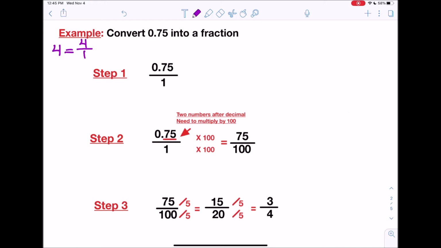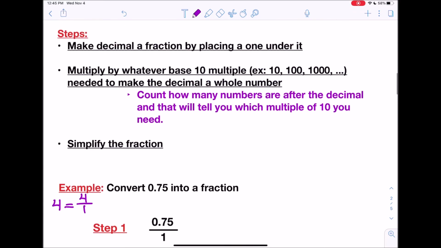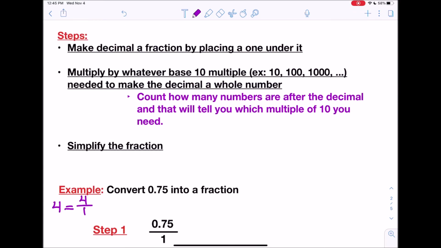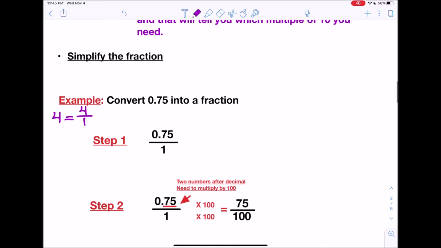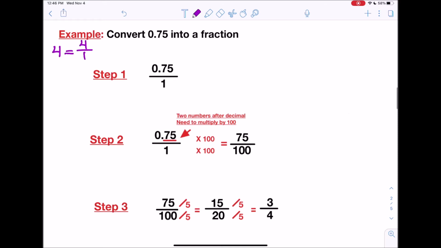All right, step 2. You count how many numbers are after the decimal, and there's 2. If we do the quick method, how many numbers after the decimal tells you which multiple of 10 you need. What that means is if there's 2 numbers after the decimal, then you use a 0 for every number after the decimal. So if it's 2 numbers after the decimal, it would be 100, 2 zeros. 2 numbers, 2 zeros.